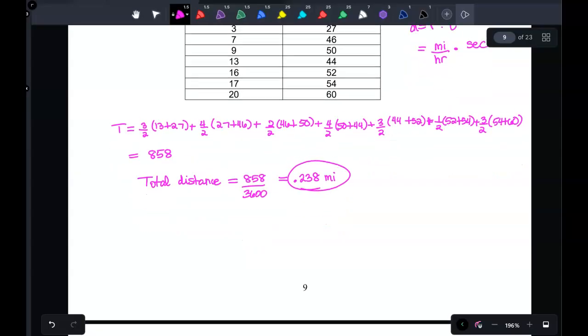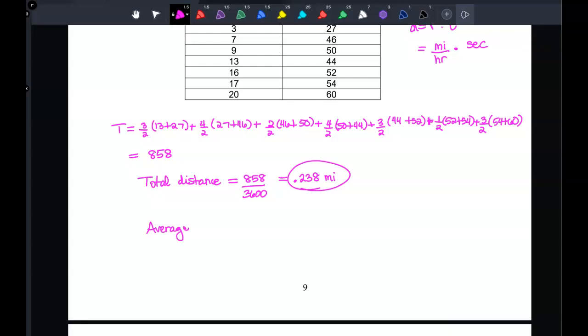Okay, now I want to know what is the average velocity over the 20 seconds. Do you divide 858 by 20? Yeah.